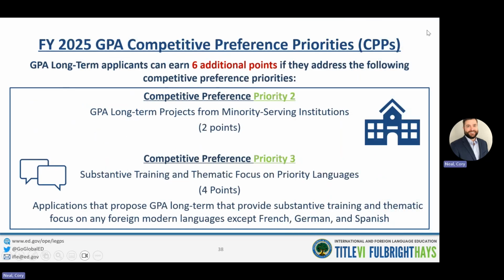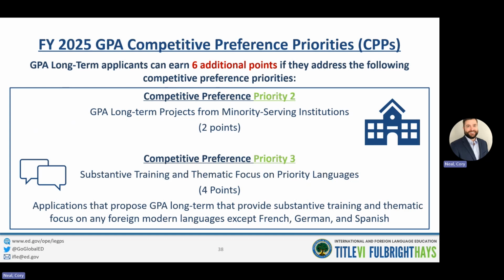Okay, I mentioned competitive preference priorities, or CPPs, earlier, and these are, in essence, bonus points to your application. GPA long-term applicants can earn 6 additional points by addressing the following competitive preference priorities. The first is CPP 2. You'll notice that we skip 1. 1 is a short-term CPP, so it's not applicable to long-term. And CPP 2 is for long-term, and that awards 2 points to projects that are from minority serving institutions. If you are unsure whether your institution is a minority serving institution, please feel free to contact me and I can help assist you with that.